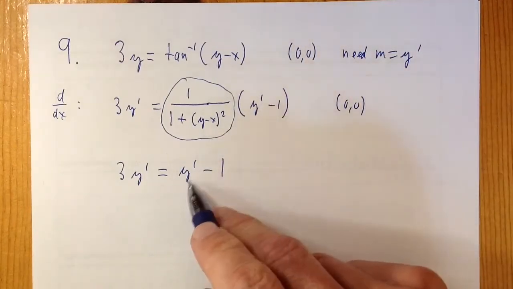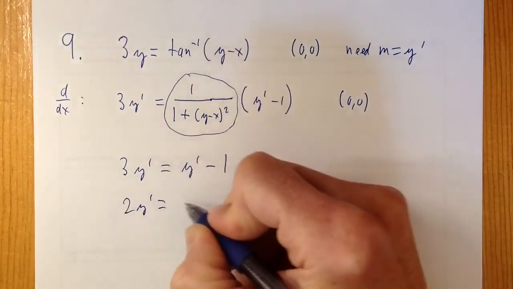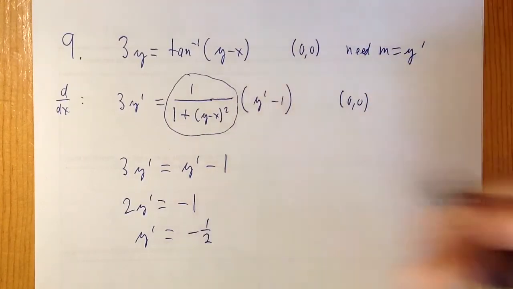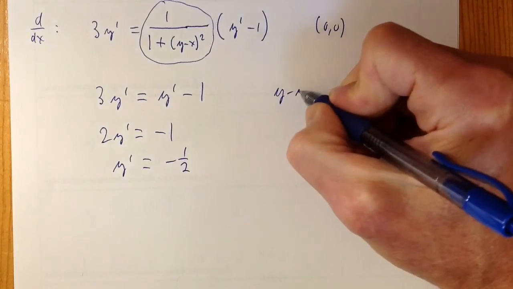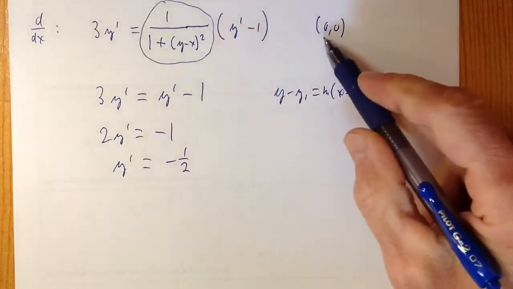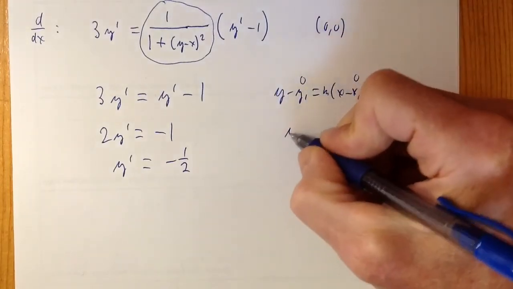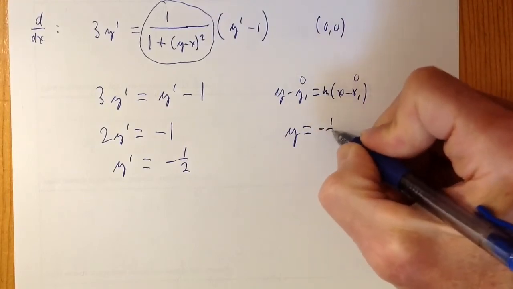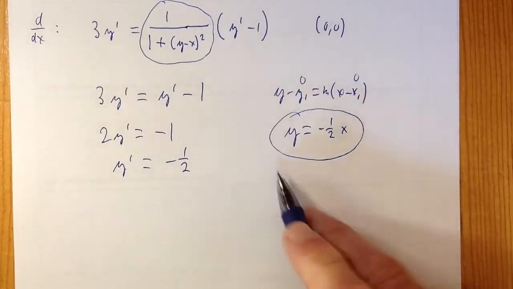This is much easier. Now we just solve for y prime. So plug the y prime over here. 2y prime equals negative 1, or y prime is negative 1/2. So the slope is negative 1/2. So now we do y minus y1 equals m times x minus x1. Easiest case, y1 is 0, x1 is 0. So we just have y equals the slope times x. The slope is negative 1/2. So this is our linear approximation. y is negative 1/2 x.